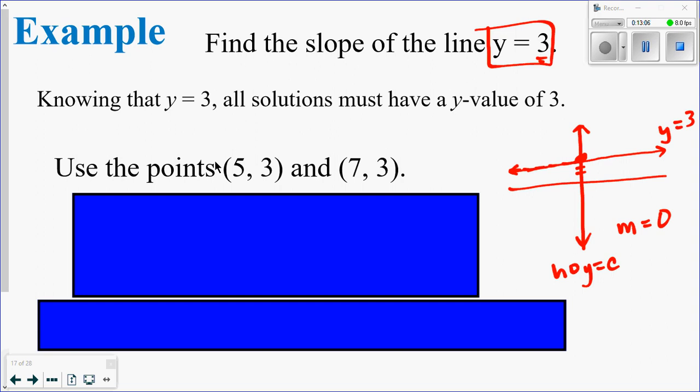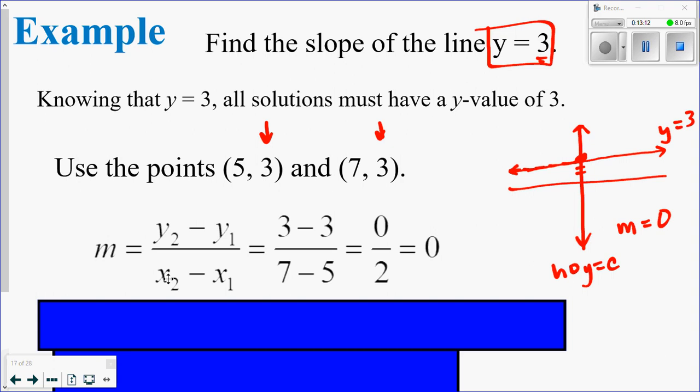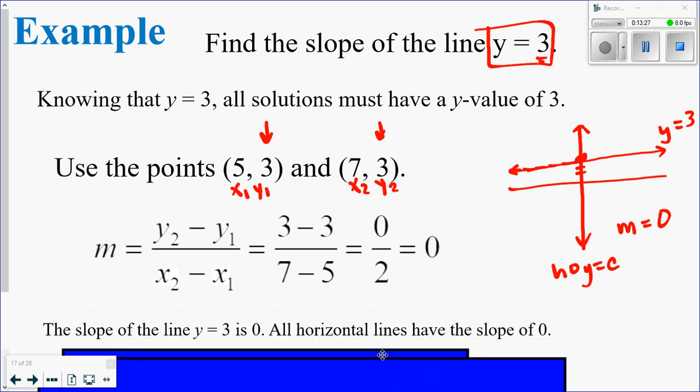So if we were to just use these points, because it says y is 3, so this is y. You plug them in, 3 minus 3 over 7 minus 2. You did the whole x1, y1, x2, y2 thing. 0 divided by 2 is 0, no matter what. So the slope of the line y equals 3 is 0. So if you see an equation that says y equals, the slope is always 0.